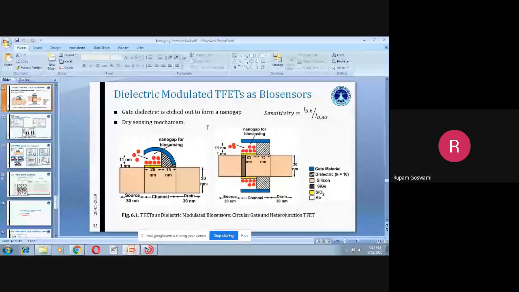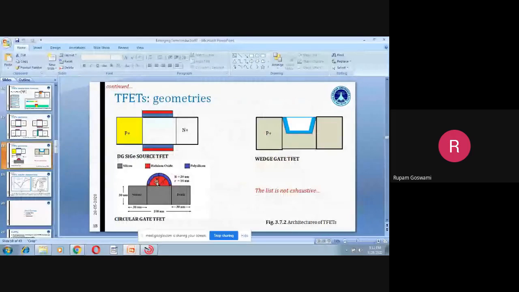So you can see the circular nature. If you look at the circular nature of the gate here, you will see that towards the source channel junction, the tunnel junction has lesser dielectric thickness. And as you go towards the drain junction, you can change the gate drain underlap as well as the dielectric thickness at the same time by changing the radius. So this will give you a good on current as well as a very low ambipolar current.